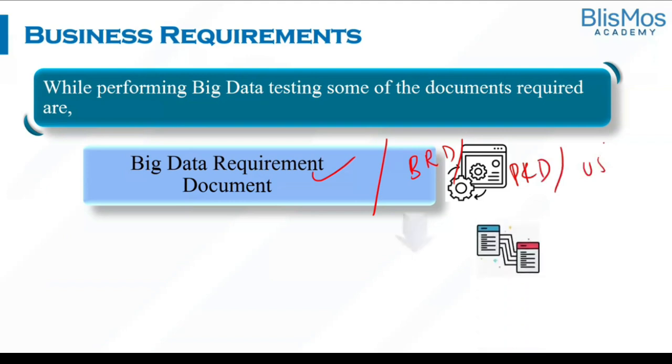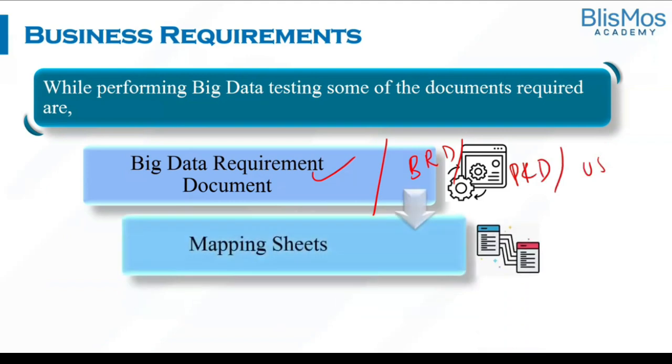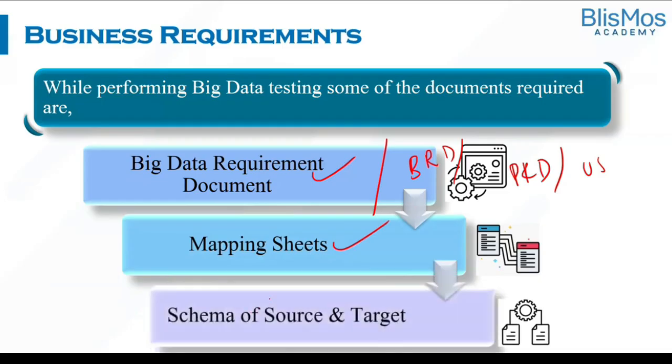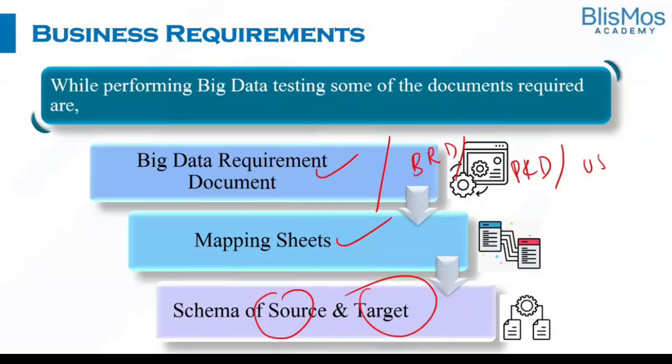Then we also need to understand the mapping document or mapping sheets. We also need to understand the schema of the source and target. So from the perspective of big data testing, we got to understand the big data requirement document, mapping sheets, and the schema of the source and target.